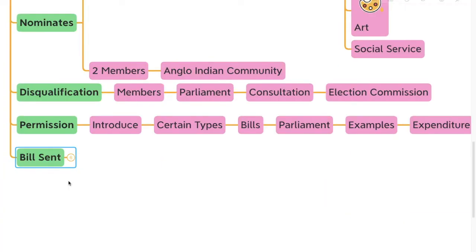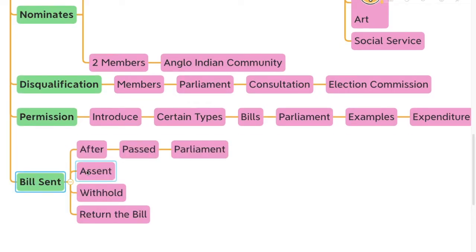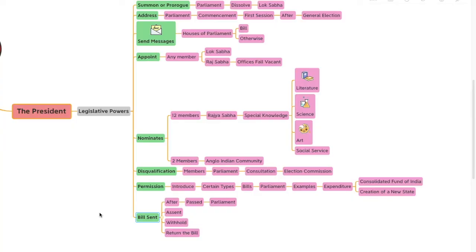When a bill is sent to the President after it has been passed by the Parliament, he can assent to the bill, he can withhold the bill, or he can return the bill. He can assent, meaning he can approve that particular bill, he can withhold the bill, or he can return the bill. However, if the bill is passed again by the Parliament, the President has to give his assent to the bill. These are some of the powers of the President. I can go on and on, but let's stick to these ones for the time being.